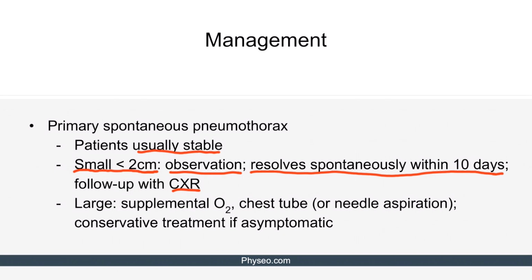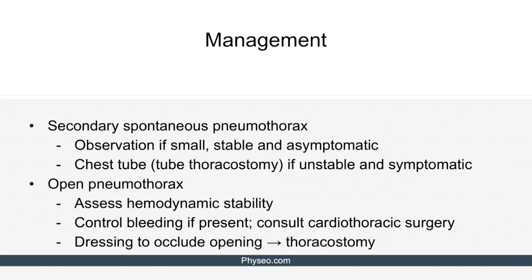If there is a large pneumothorax or the patient is symptomatic, supplemental O2 should be administered and a chest tube should be placed. Conservative treatment with observation and follow-up with imaging is suggested in patients with a large pneumothorax if they're asymptomatic. Secondary spontaneous pneumothorax is managed with observation if the pneumothorax is small and if the patient is stable and asymptomatic. Chest tube could be done in patients who are unstable and symptomatic.